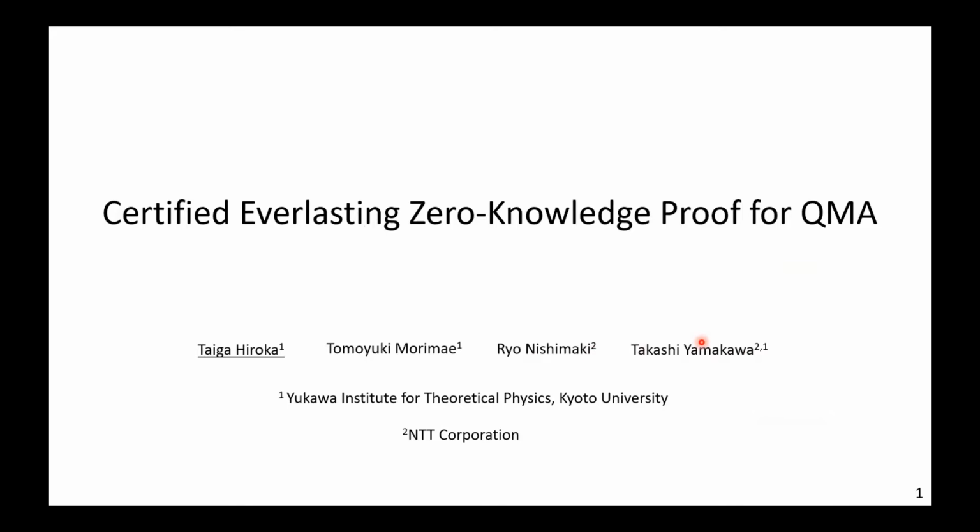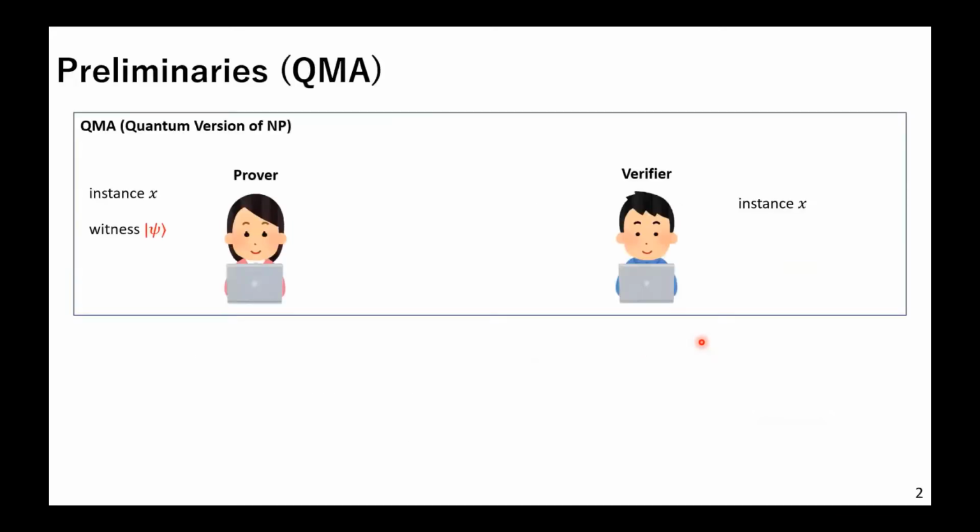First, let me explain QMA briefly. Roughly speaking, QMA is a quantum version of NP. In this class, a quantum polynomial time verifier can check whether the instance X is a yes instance or not. First, the verifier receives a witness psi, and he checks whether the instance X is a yes instance or not.